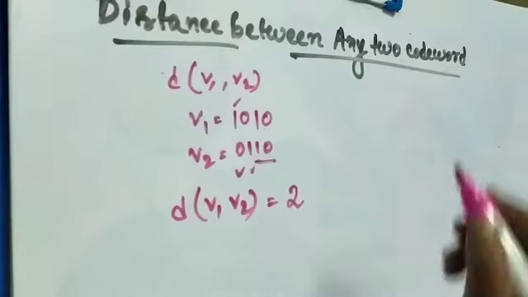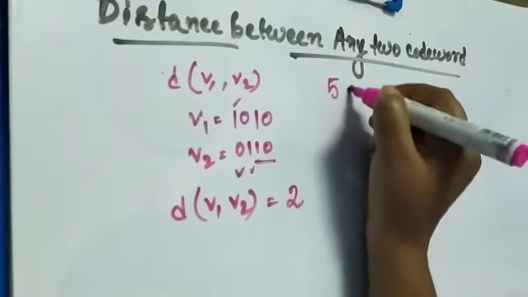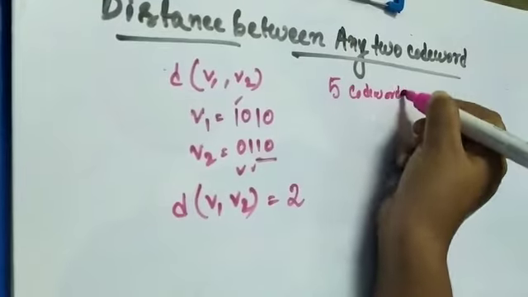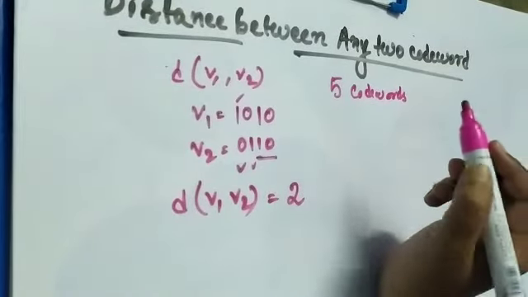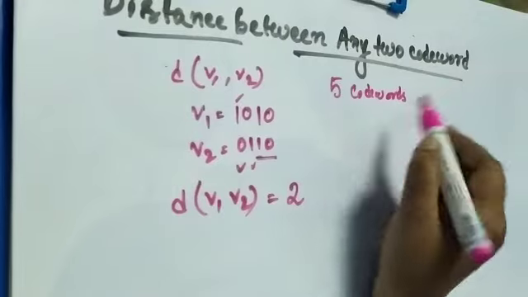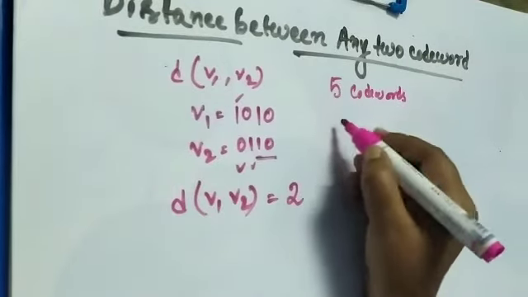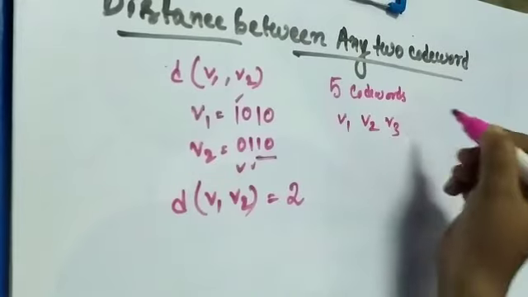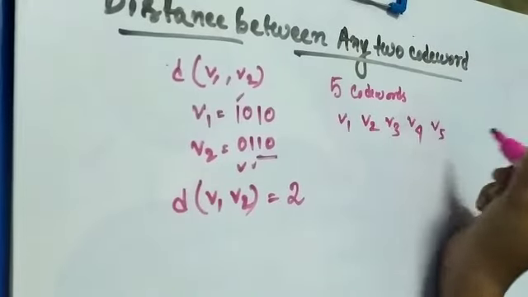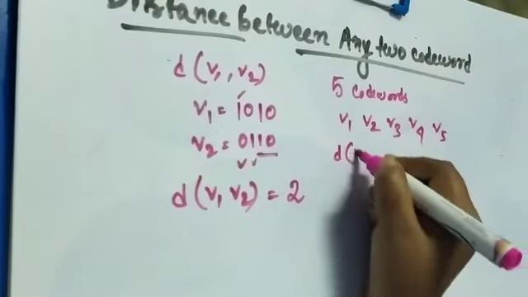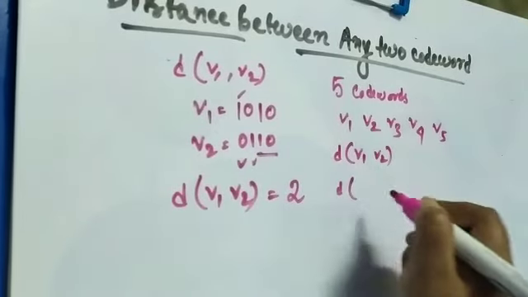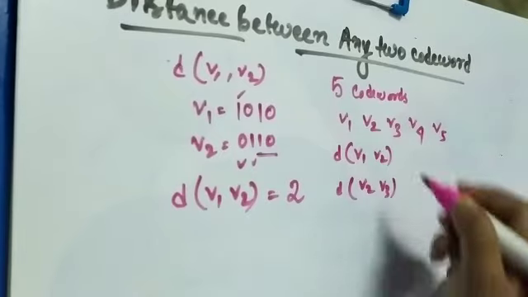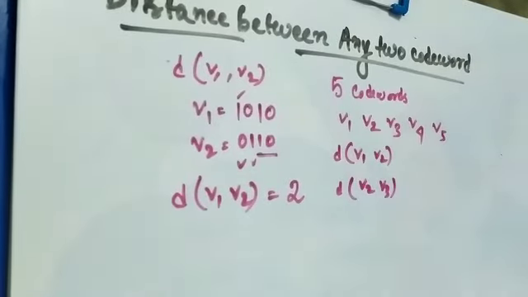That means if a code consists of 5 code words, then we have to calculate each of the distances between these 5 code words. Suppose the code words are V1, V2, V3, V4 and V5. Then we have to consider d of V1, V2, d of V2, V3, and likewise calculate all these distances. Among these distances, the minimum one is considered the minimum distance of that code.